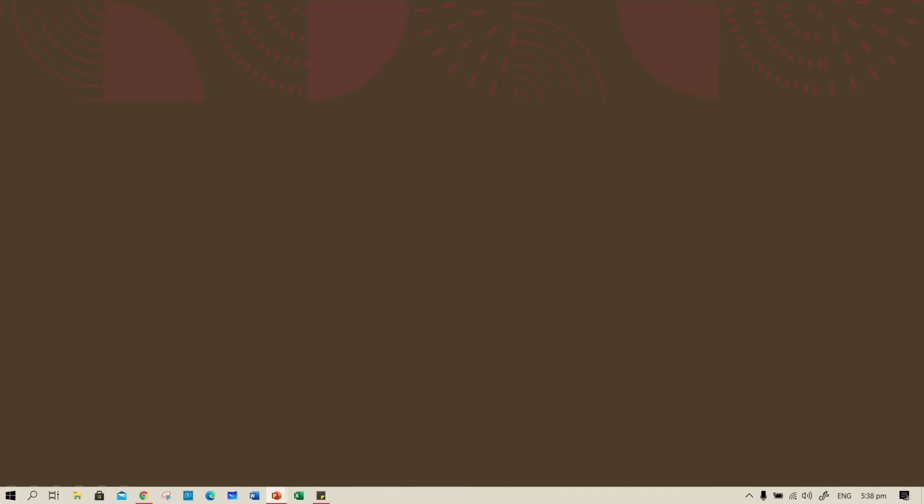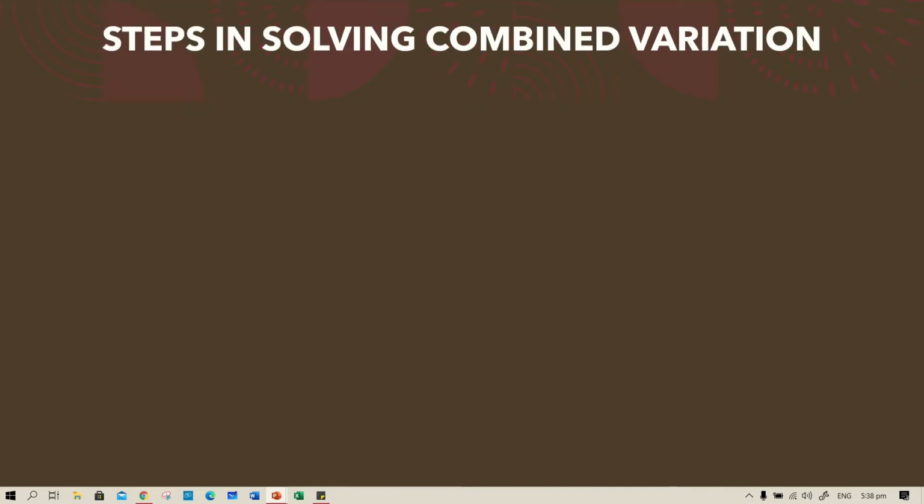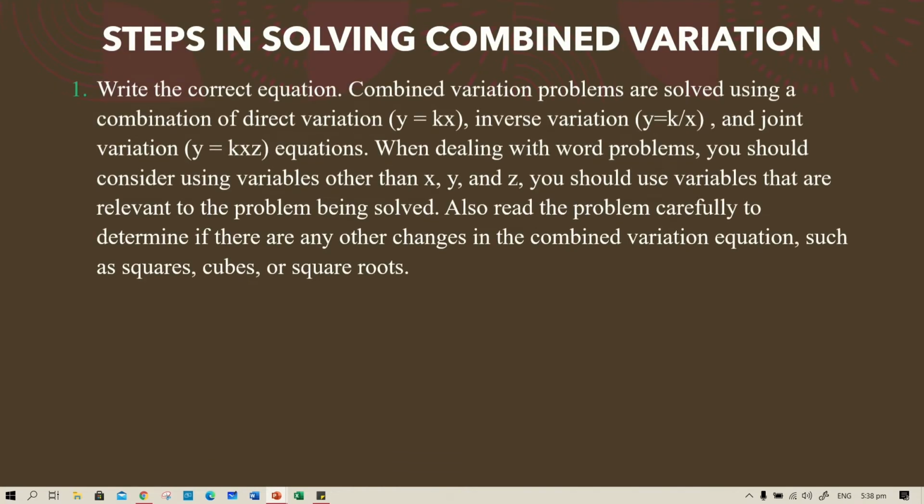In solving combined variation, the steps are the same as in solving direct, inverse, and joint variation. So the steps are as follows. Number 1, we have to write the correct equation. Combined variation problems are solved using a combination of direct variation, which is y is equal to kx, inverse variation, that's y is equal to k all over x, and joint variation, y is equal to kxz equations.